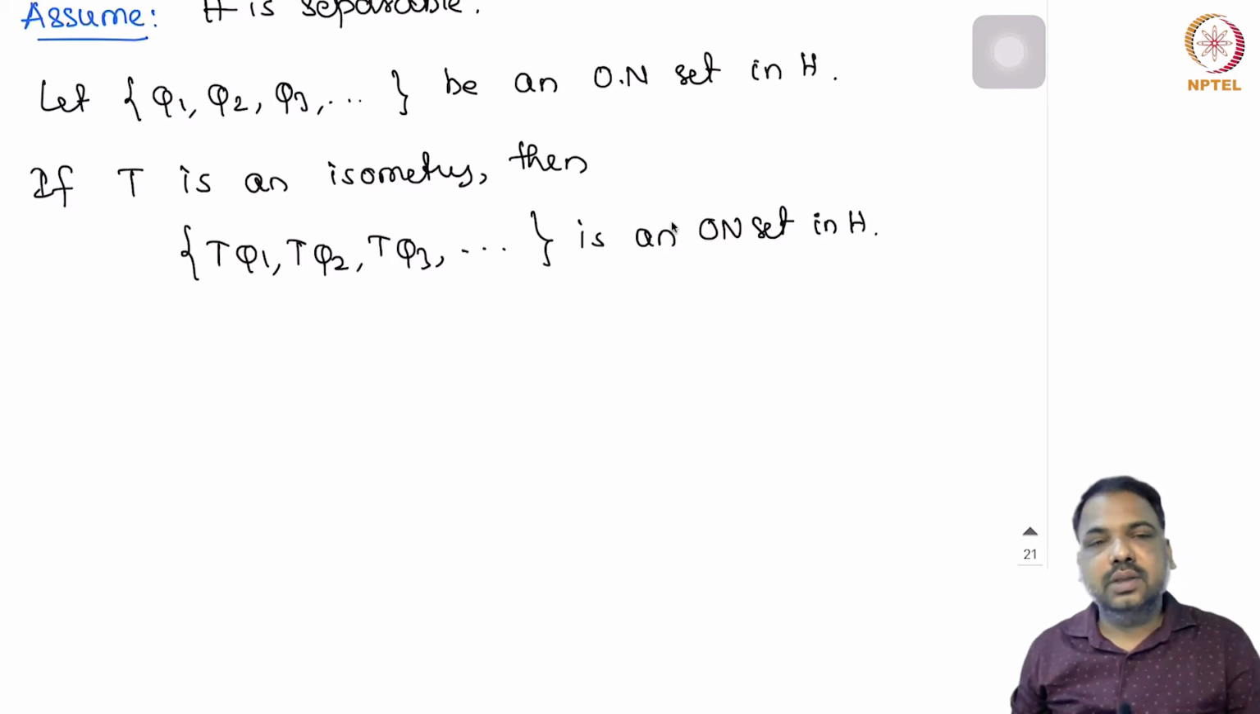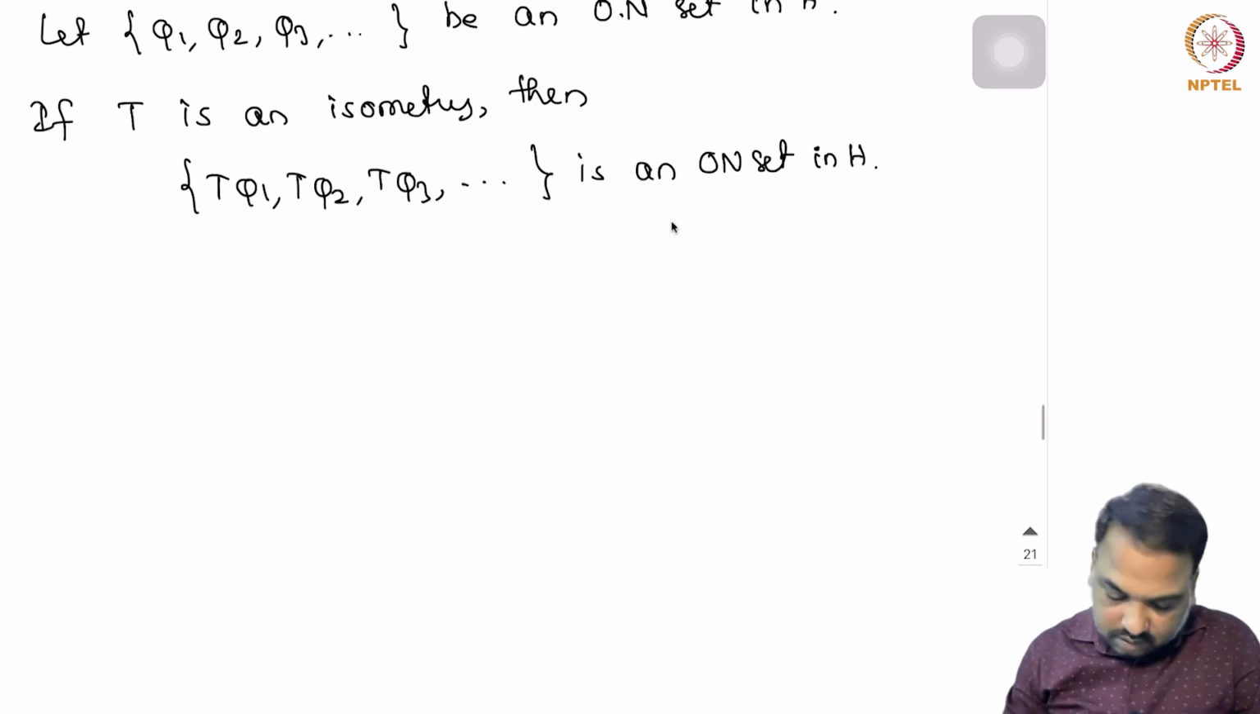Now the question is, if we have an orthonormal basis, can we say that the image of an orthonormal basis under an isometry is again an orthonormal basis? In fact, that is not true.